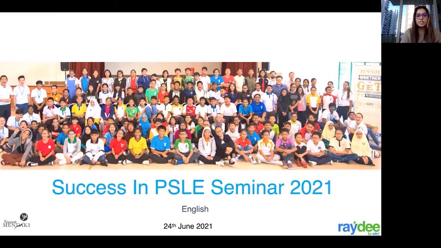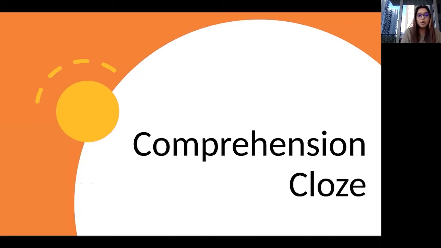Now, as I've mentioned earlier, the first part we're going to look at is comprehension close. I think the most fundamental skill that students should be equipped with is the ability to find out the clues that give them the answer, the most suitable word. So how do we look out for the clues?